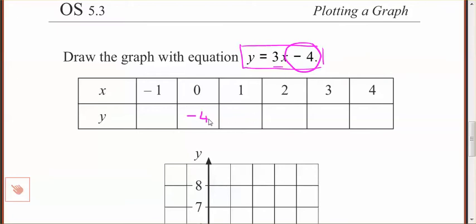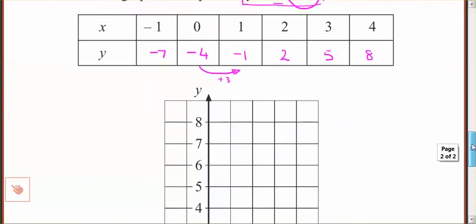So minus 4, minus 1, plus 3, we go that way. Should be minus 1, 2, then we go up to 5, 8, and then this 7, one, negative 7. Good. Now we plot them. But we plot only the negative 7 and 4.